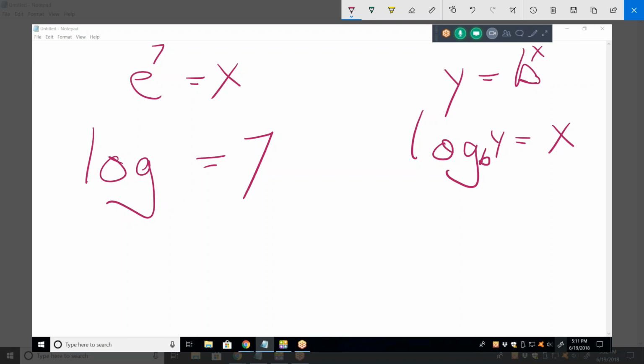The logarithmic expression is always the log of something. We haven't filled that in yet, but the log of something equals 7. 7 is the exponent. That's why it's so important to remember that logs are exponents. Now, what's the base? The base is e.